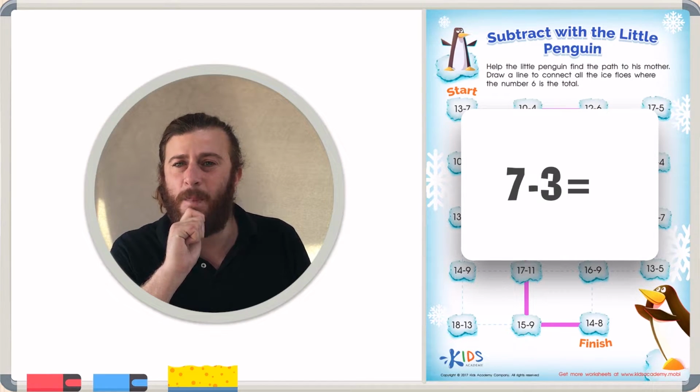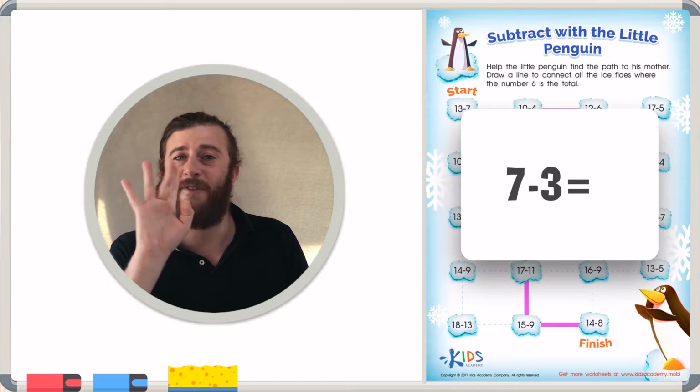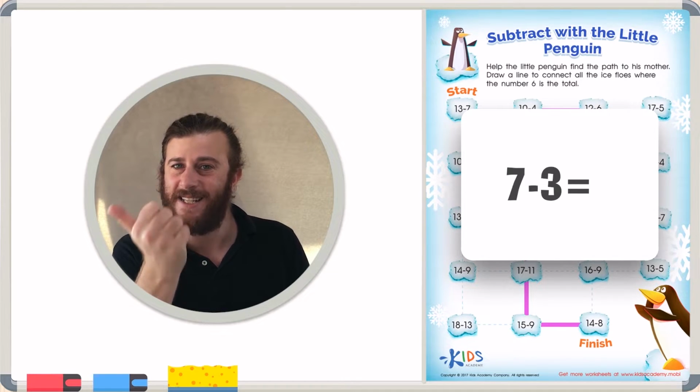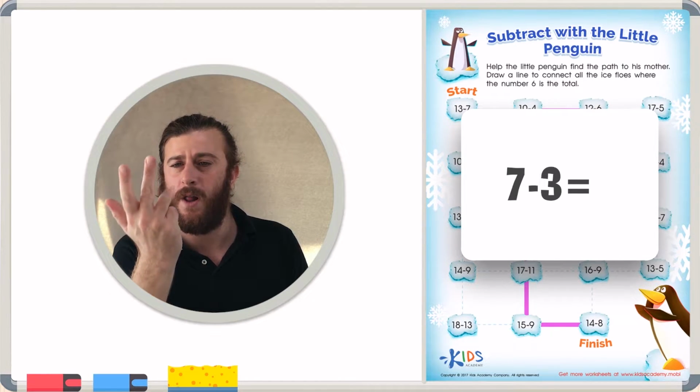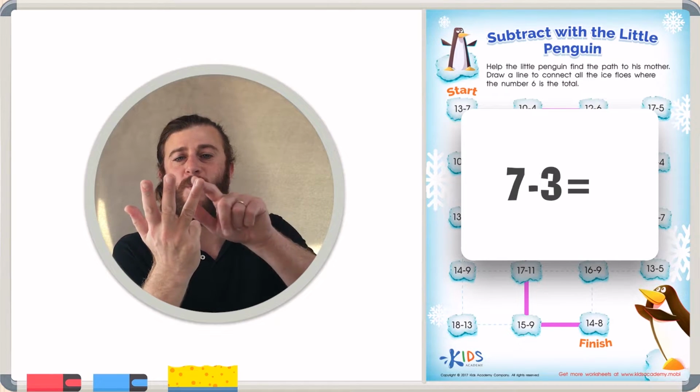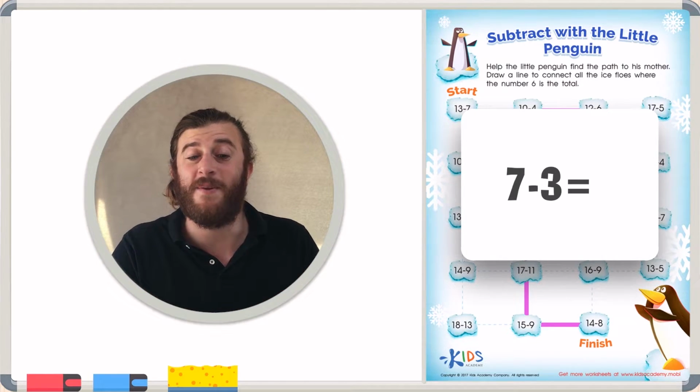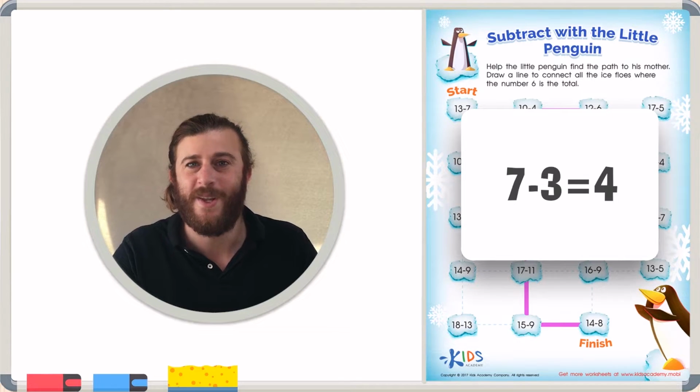7. And then count backwards to the other number, using your fingers to help. 7, 6, 5, 4, 3. Count the fingers. 1, 2, 3, 4. 7 minus 3 is 4.